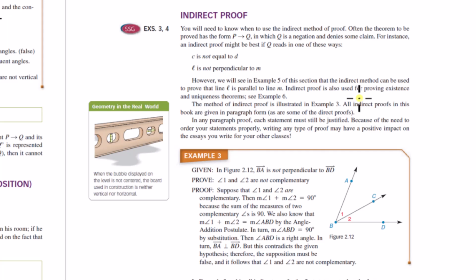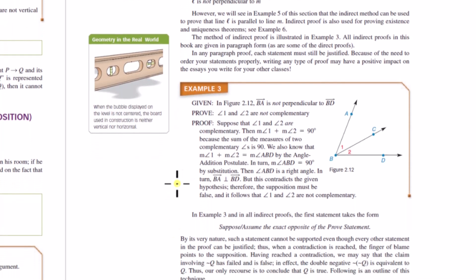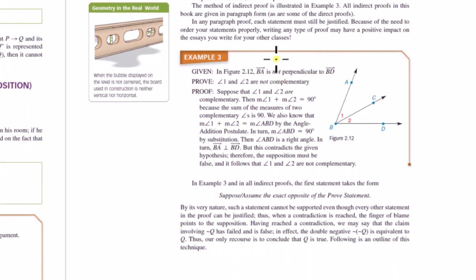Indirect proof is also used for proving existence and uniqueness theorems, which we'll see in an upcoming example. The method of indirect proof is illustrated in example 3. All indirect proofs in this book are given in paragraph form, as are some of the direct proofs. In any paragraph proof, each statement must still be justified. Because of the need to order your statements properly, writing any type of proof may have a positive impact on the essays. So they're going to do the proof in paragraph form, not line form. All right, so here we go. Let's take a look at this example.